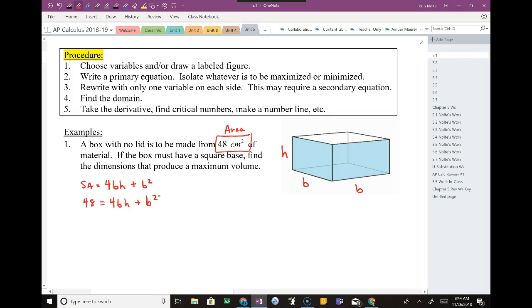Now we want to talk about the piece that we want to maximize. We want to maximize the volume. You guys with me? Volume. So now I want to figure out the equation I'm going to need in order to maximize this. How do you find the volume of our box? Base times length times height, right? So ours is going to be h times b squared.